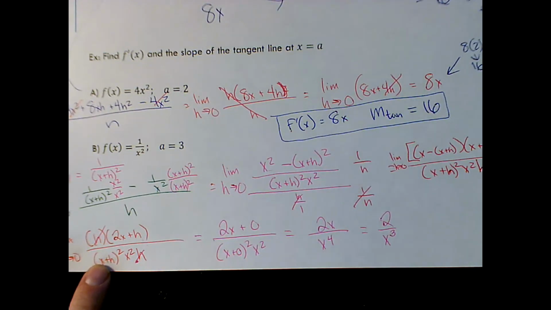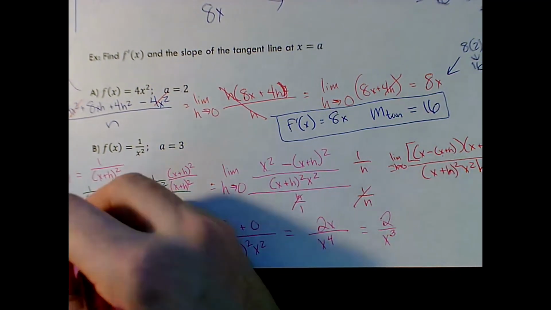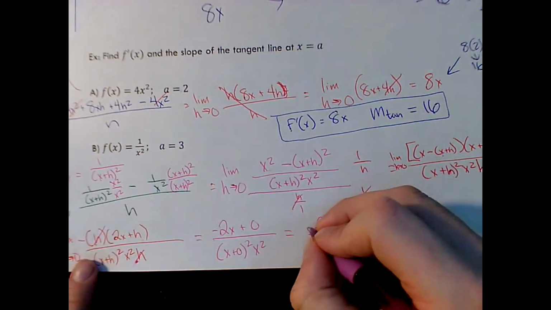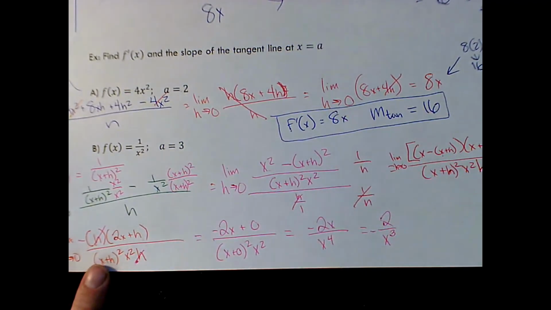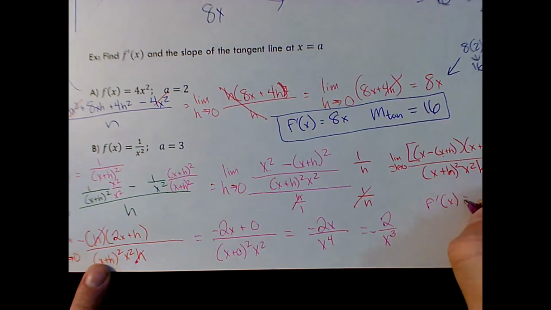And you know what? This whole time I forgot about the negative h. That should have been a negative h, which means you're negative. So my derivative, my f prime of x, is negative 2 over x cubed.